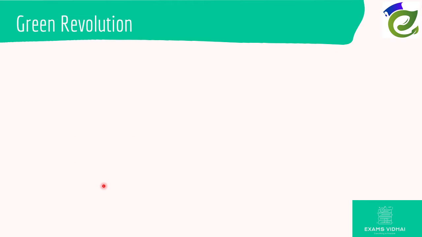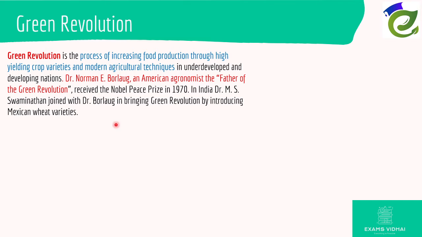So let's take a look into the green revolution. The green revolution is the process of increasing food production through high yielding crop varieties and modern agriculture techniques. This was made possible through Dr. Norman E. Borlaug, an American agronomist, who is also called the father of the green revolution. He also received a Nobel Prize in 1970.